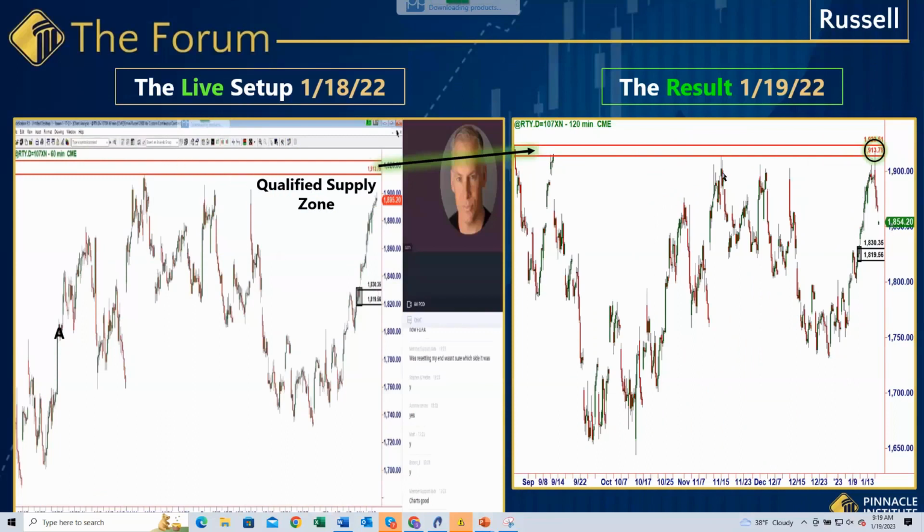If we go to smaller time frames, there's plenty of little supply zones in here, demand zones in other areas here, but if they're inside the range, they don't qualify. Rules are key.